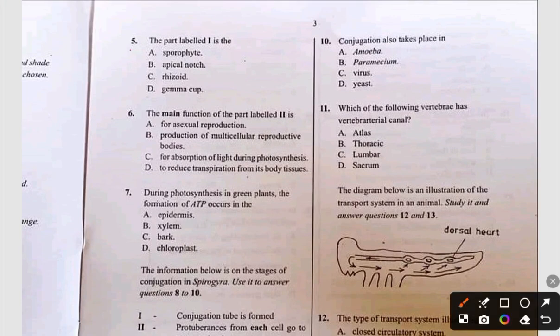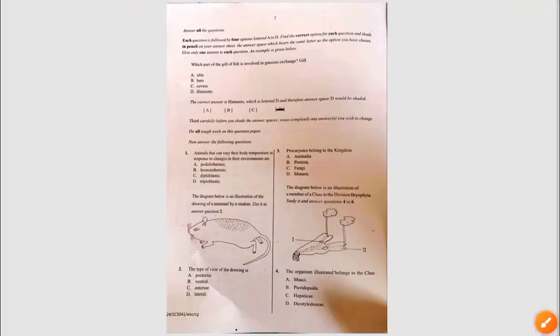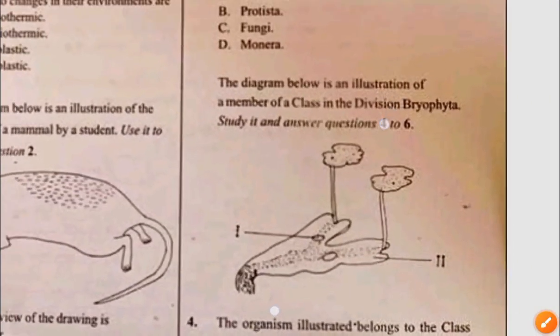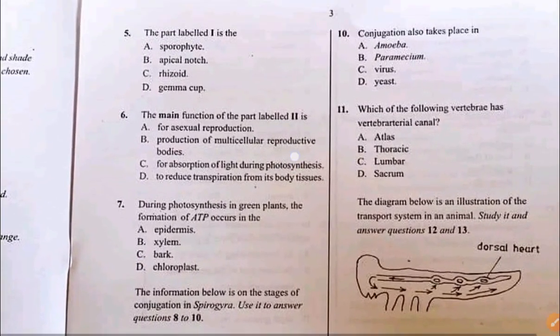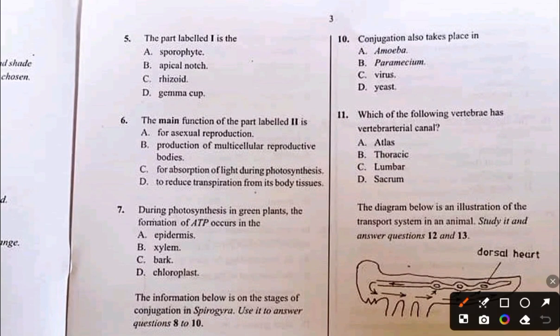Question 5. The part labeled I is the A. Sporophyte, B. Apical notch, C. Rhizoid, D. Gemma cap. The answer to question 5 is D. Gemma cap.